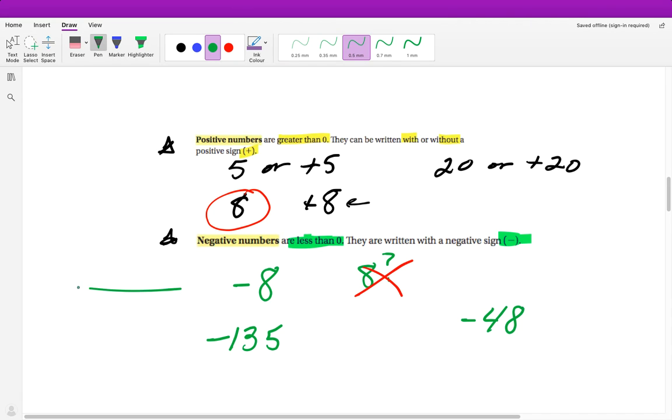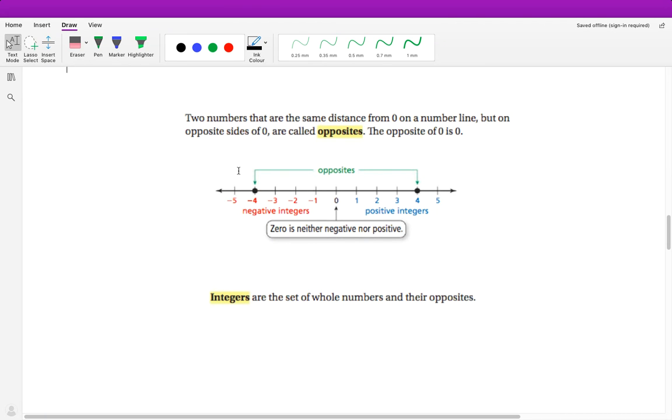So on our number line, if this is 0, all of our negative numbers will fall to the left, as we talked about, and all of our positive numbers will fall to the right. But when we write positive, we don't have to write it with the sign, but when we write negative, we do.